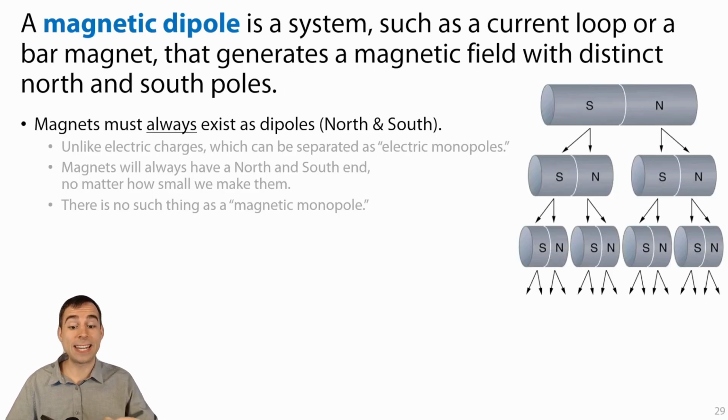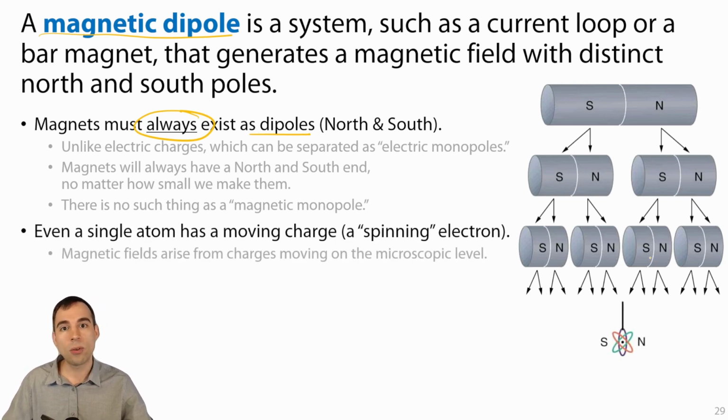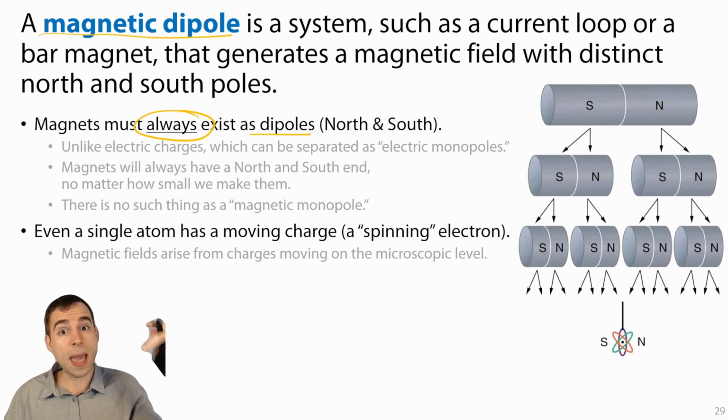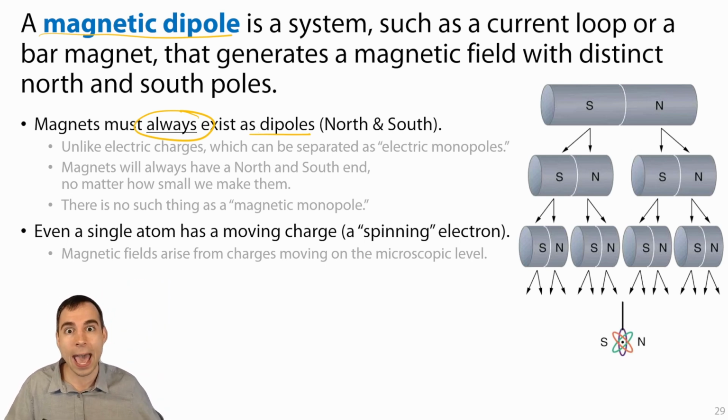Lastly, we will discuss magnetic dipoles. A magnetic dipole is a magnetic system that has two poles, a north and a south end. And in fact, magnets must always exist as a dipole. There will always be a south and a north end to each magnet. No matter how many times I chop a magnet in half, it will always still maintain that dipole nature. Even if I cut a magnet down to the atomic level, I will find that even a single atom has an electron orbiting around that atom and spinning. That's a moving charge. That generates a magnetic field from even a single atom.